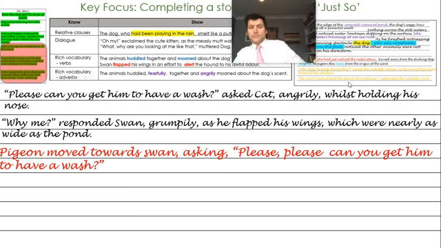Now Pigeon then moves towards Swan, asking, "Please, can you get him to have a wash?" A few different bits here. I don't open with my direct speech. Here, my reporting clause is preceding my direct speech. Pigeon moved towards Swan, asking, "Please, can you get him to have a wash?"